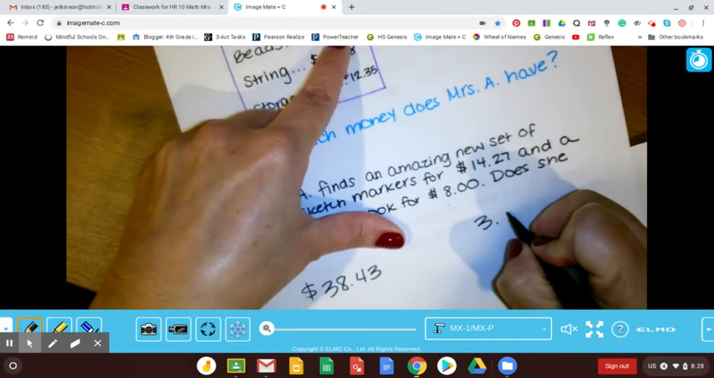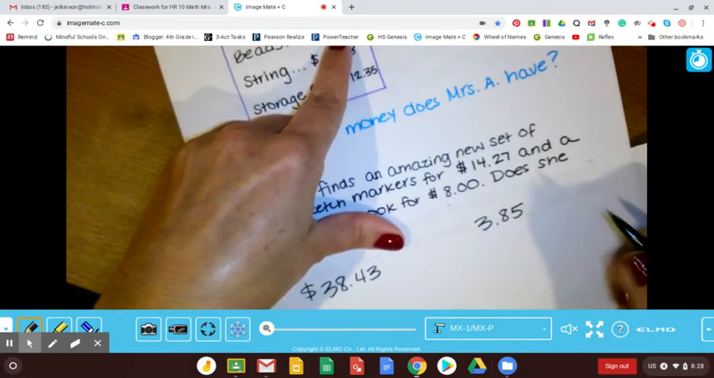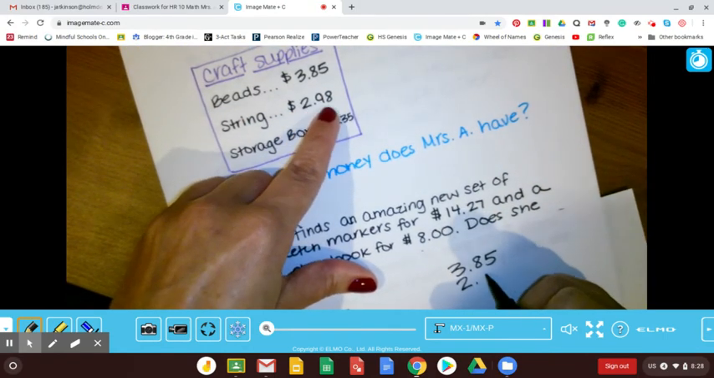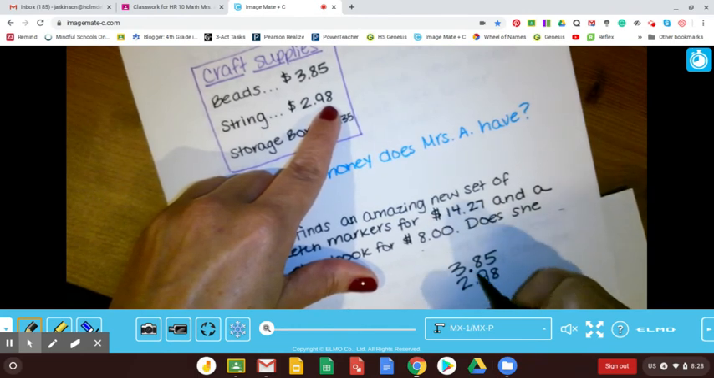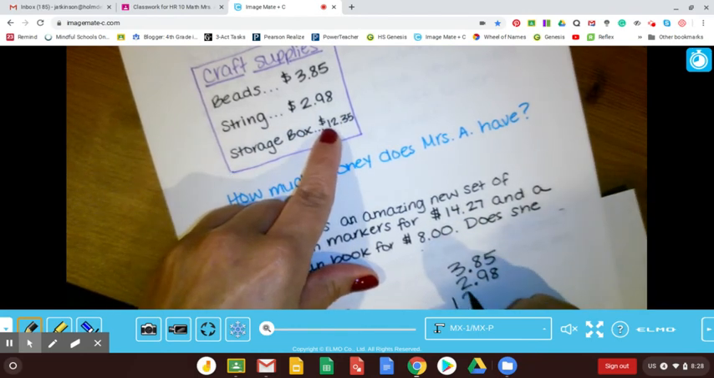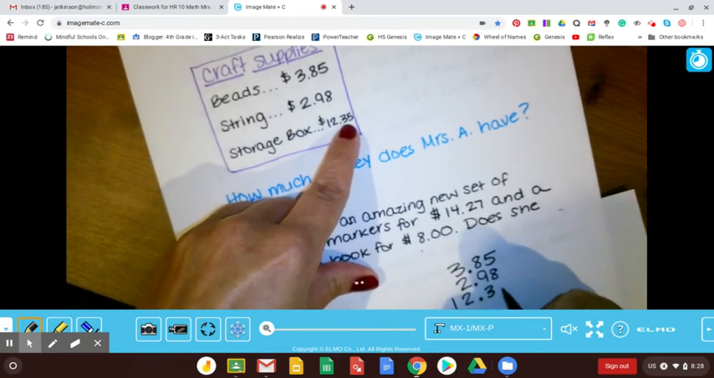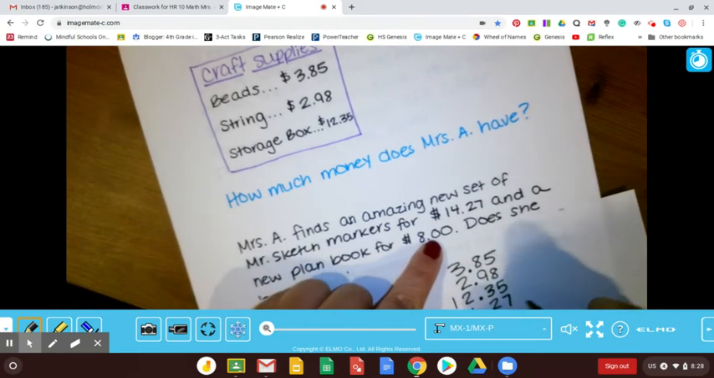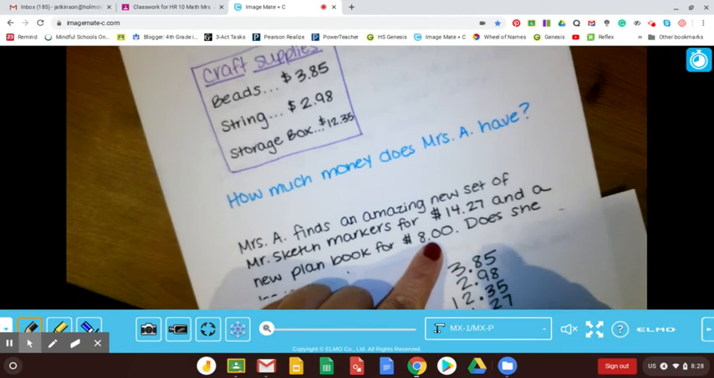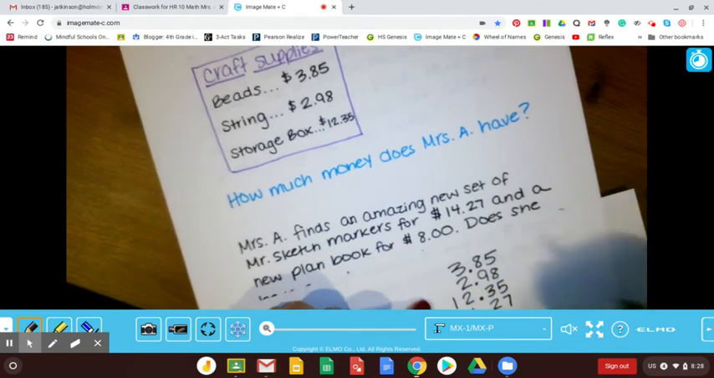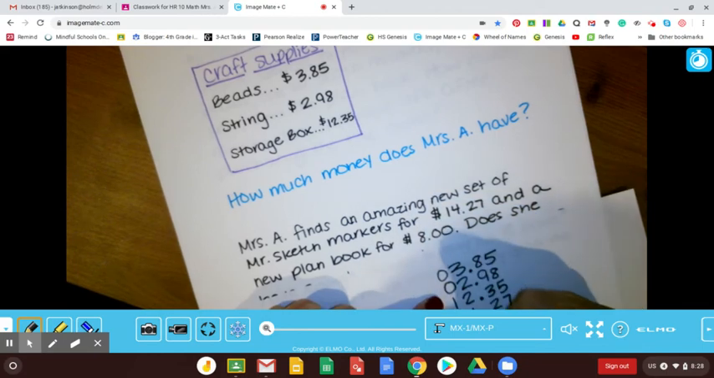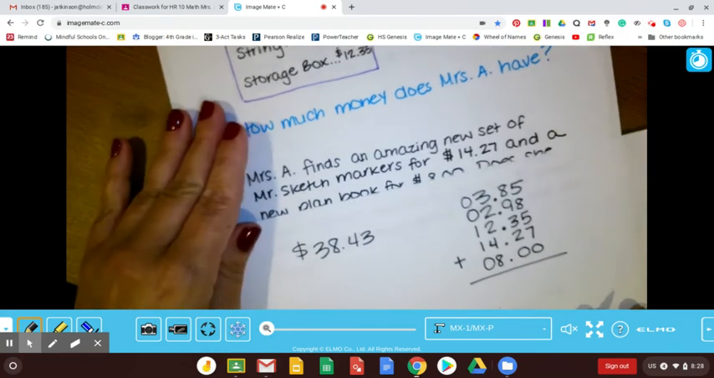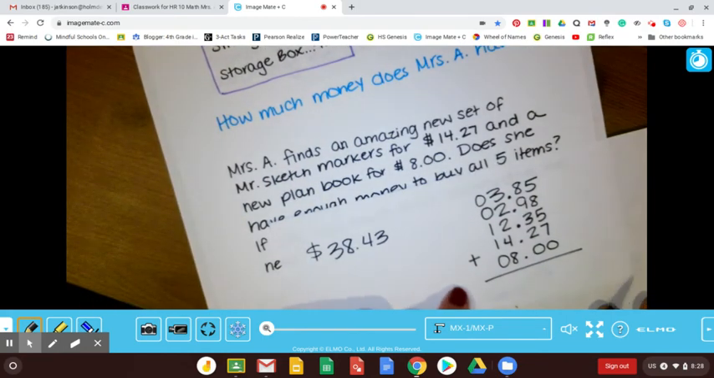The thing that you want to remember is when you're adding decimals, the key thing is to make sure you're lining up your decimal point and place values. So these decimal points have to be in line with each other. That is critical. So then I have $14.27, and then I have $8. Now, I like everything to be nice and orderly. So sometimes I like to fill in my places with zeros just to make sure that it lines up. So now I'm going to add all of these up.